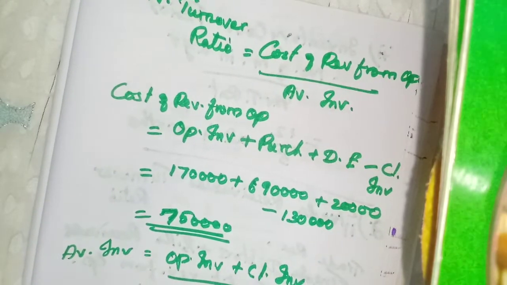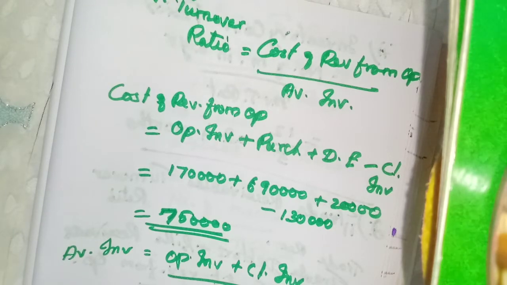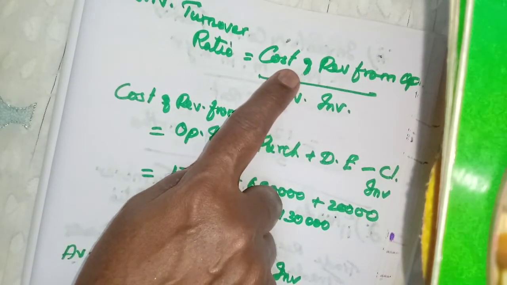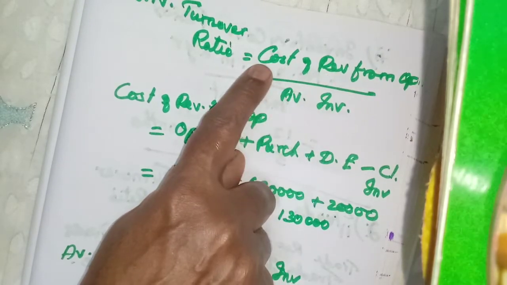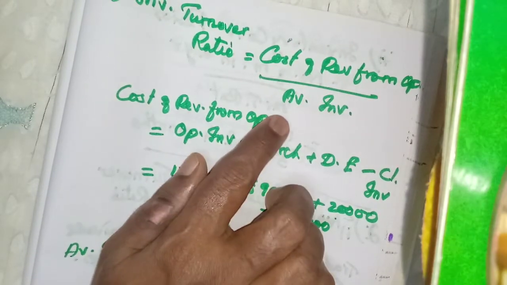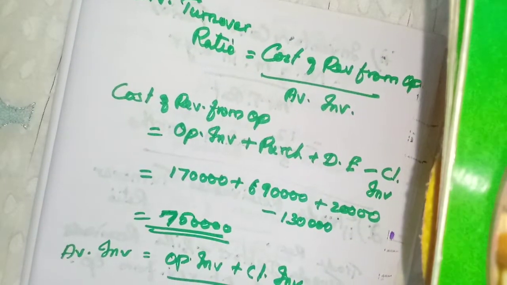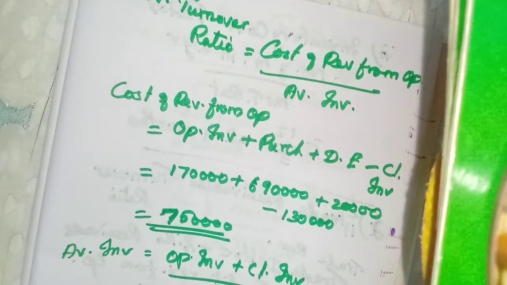But at the top, what we have to write is the numerator. For the first one, the inventory turnover ratio, we are writing the cost of revenue from operation. Here actually turnover means sales, revenue from operation, but we write cost of revenue from operation. Don't forget this one. So inventory, and what is the cost of goods sold? Cost of revenue.